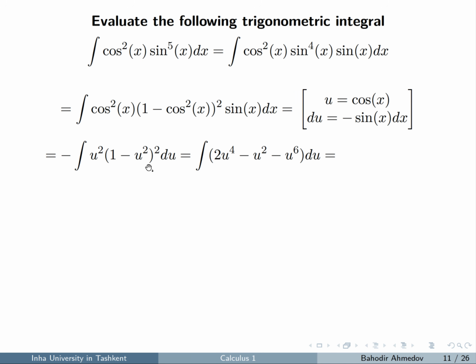So if you open up the terms here, it's going to be 1 minus 2u squared plus u to the power of 4, right? If you multiply everything by minus u squared, it's going to have this form. And by integrating everything here using the power functions, this is pretty much straightforward. It's going to be 2u^5 over 5 minus u^3 over 3 minus u^7 over 7.